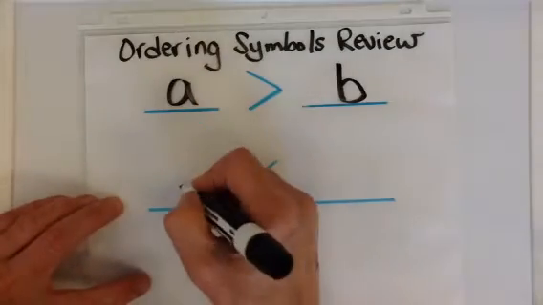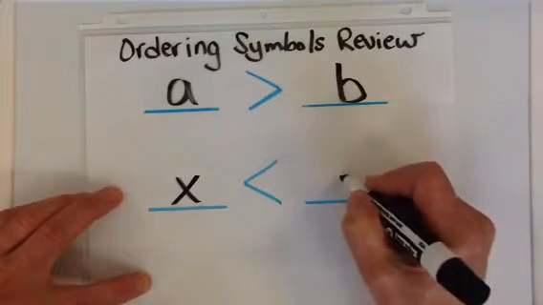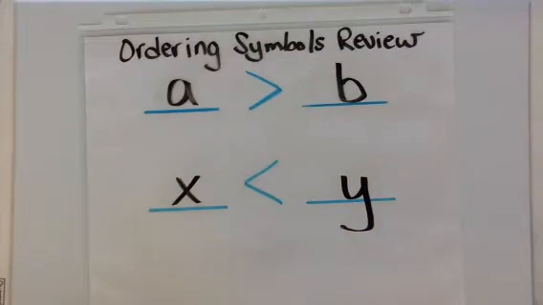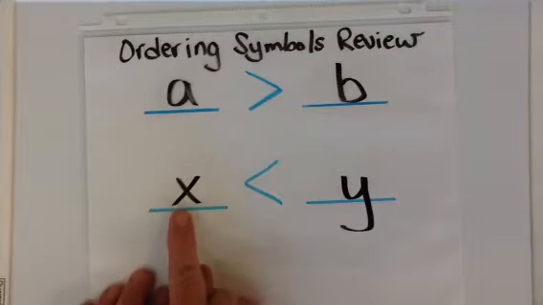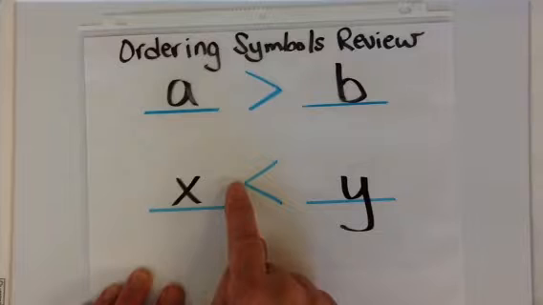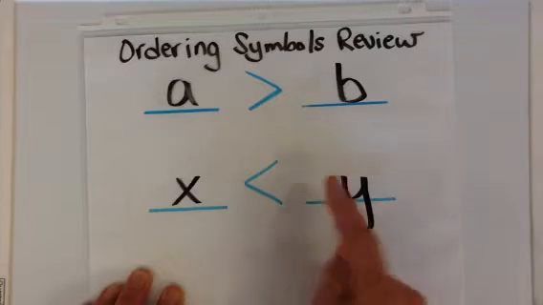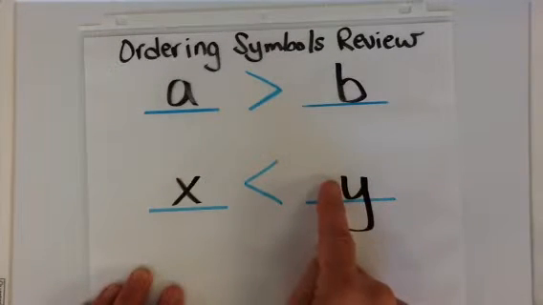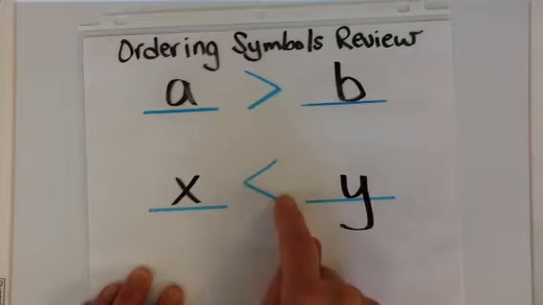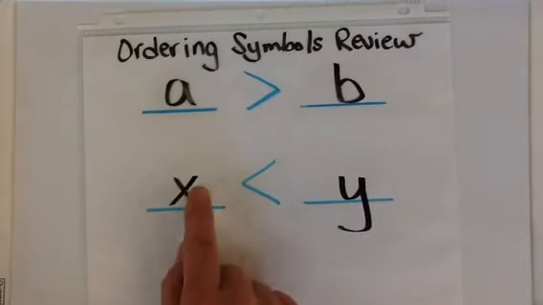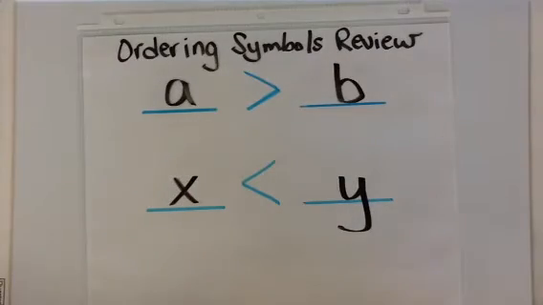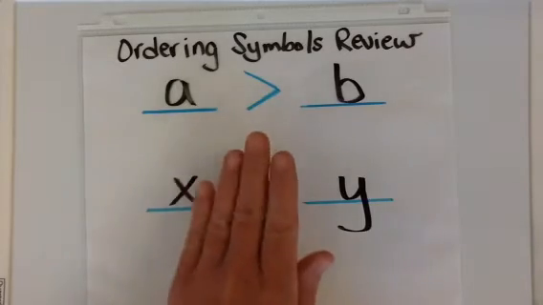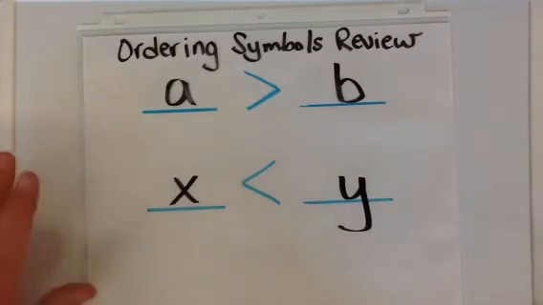Now let's say down here I have some number I'm representing with an X and a different number I'm representing with a Y. So reading from left to right first, you would say X is less than, because I hit the pointy end first, Y. Or reading from right to left, you could say Y is greater than X. Okay, so I hope that helps with being able to flexibly think about and read expressions that use these greater than and less than symbols.